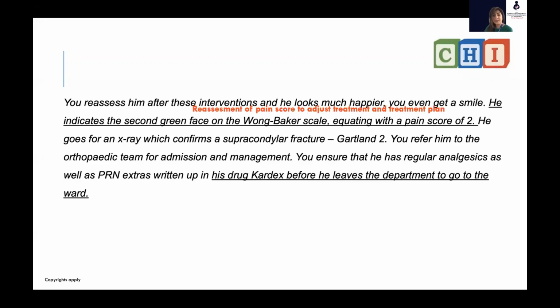Again, we reassessed the pain. The score went down to 2. We sent him to X-rays, and the score was 2. After that, we referred him to orthopedics, and after referring, we wrote further management for the ward, including the drugs. So this is a proper follow-up plan for pain management.